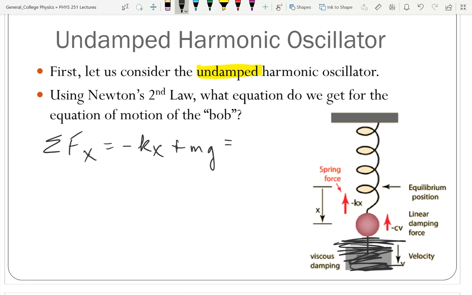And according to Newton's second law, what should that equal? What is it? It obviously is that, but Newton's second law says sum of the forces equals, in a certain direction, sum of the forces is mass times acceleration.